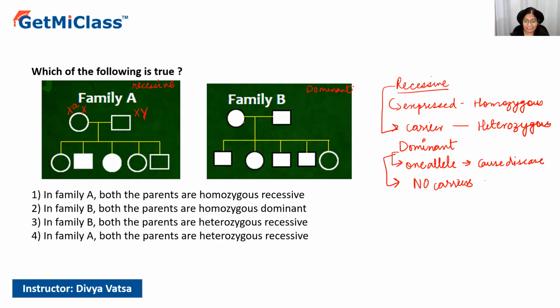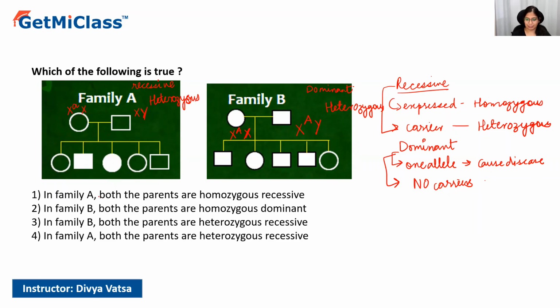In this case, we can see that one of the daughters over here is not carrying the disease. That means the parents have to be heterozygous. So here the female can be XAX, and the male has to be XAY. That is why one of the females in this case is not infected. So this case is heterozygous dominant, and the case in family A is heterozygous recessive.